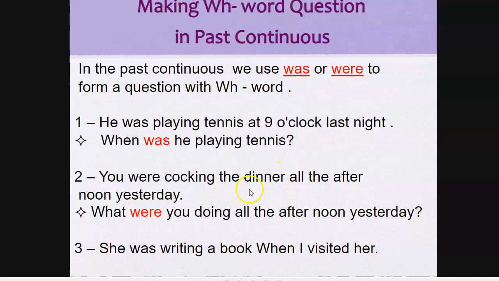You were cooking the dinner in the afternoon yesterday.